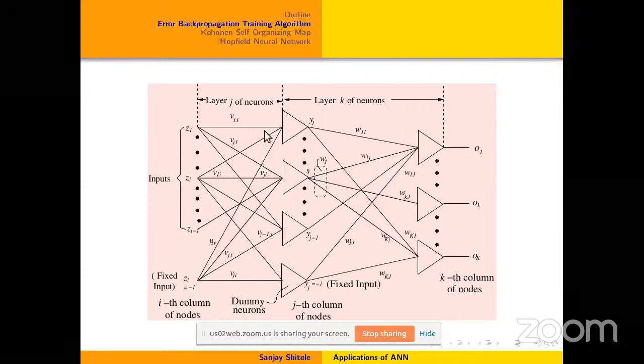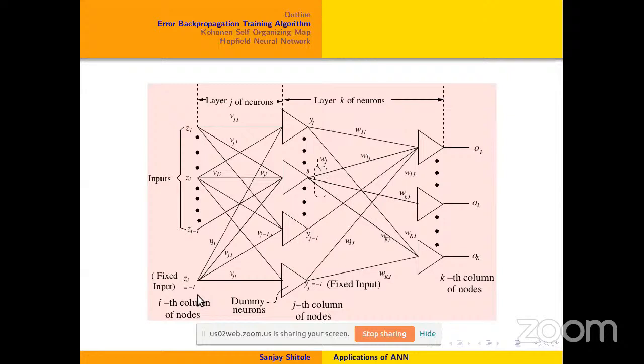Okay, then there is a hidden layer. Then there is an output layer. So hidden layer outputs are referred to as Y. We are denoting it with the letter Y. The final layer, that means the last layer or output layer, its outputs are denoted with the letter O. Input pattern is denoted with Z, as well as there is one additional input called the bias.